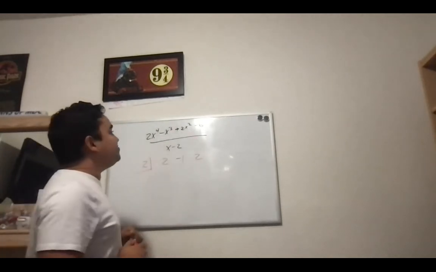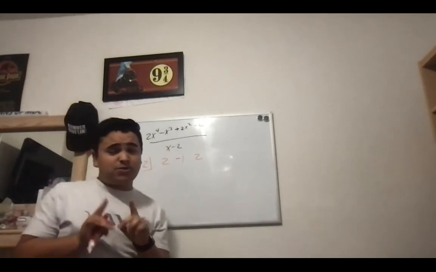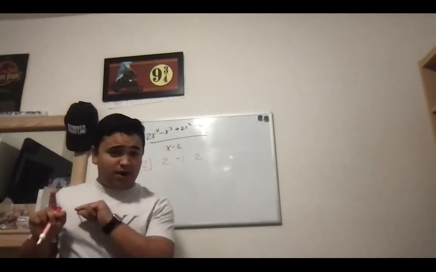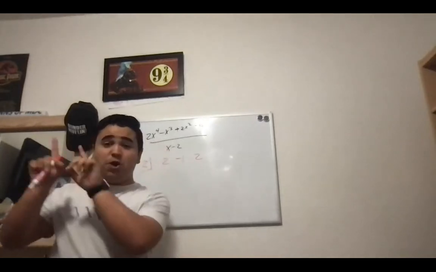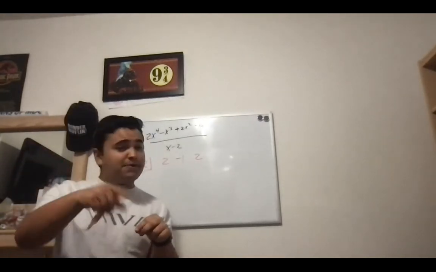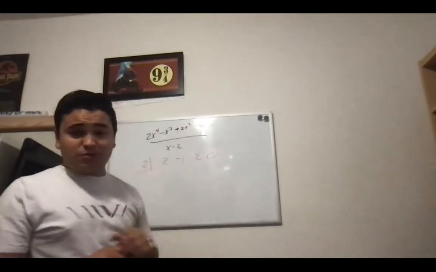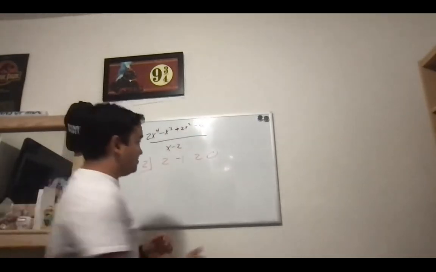Oh, but we notice that we are missing an x term. When we're missing a certain term as we go through the powers, we put a 0 in its place. So I put 0. And then, of course, we include our constant term of negative 6.